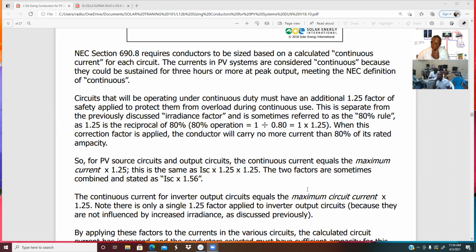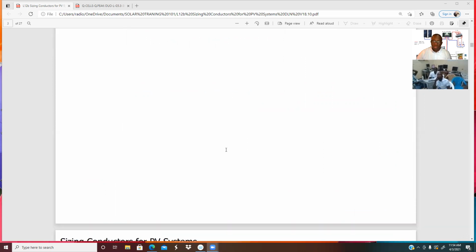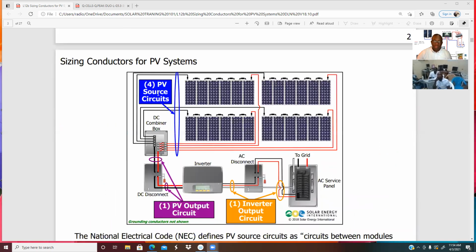Do you understand that? PV source circuit. Let me go back to a PV source circuit. Let me show you what a PV source circuit means. We spoke about the source. Yes, this is your PV source circuit. Remember we talked about that? When the word source is used in a PV system setup, they're talking about the current source, what provides the DC current to all of your appliances. It is the source. The source is from these PV modules. So the circuit we are talking about is this PV source circuit.